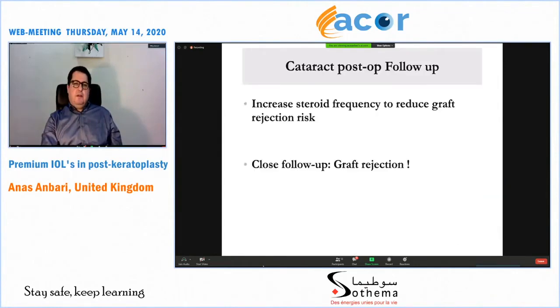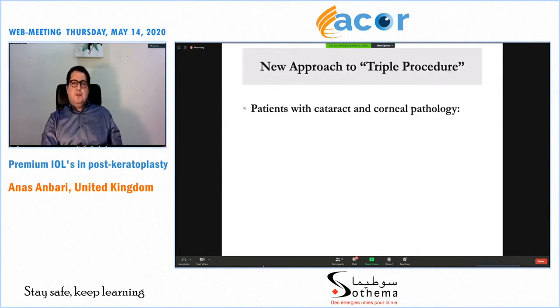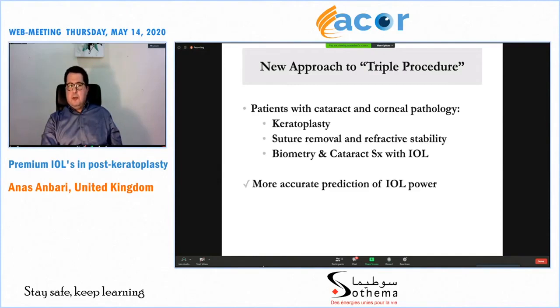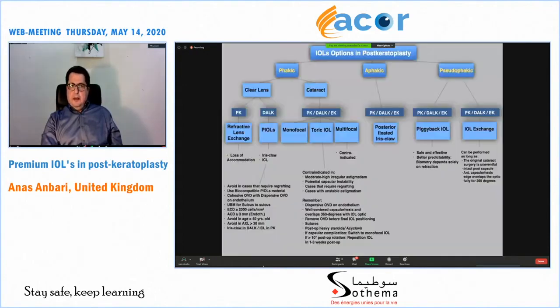What about the follow-up? After the cataract surgery, we should increase the steroid frequency to reduce the risk of rejection and do close follow-up. We used to do a triple procedure for patients with cataract and corneal pathology. We do the cataract, IOL, and the corneal transplantation at the same time. But now we do the keratoplasty, and then we remove the sutures, achieve refractive stability, and then we do the biometry. We think that it is a more accurate prediction of IOL power this way. This is my algorithm for the IOLs in post-keratoplasty. Well, thank you very much.